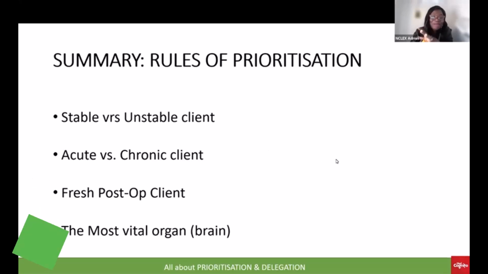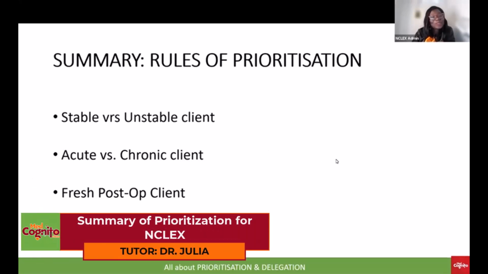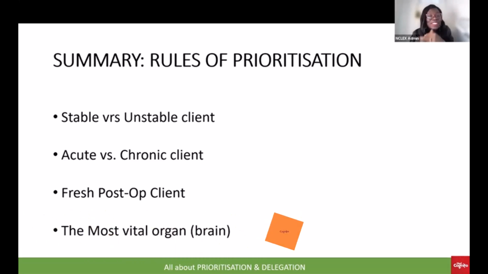Yes, so my assignment today is to make sure that you do not forget prioritization for life in your NCLEX exam and even for your practice, because that is what will make you a safe nurse. So always remember this. I'm going to prioritize the unstable client first before I see the stable client. And we went through the indicators for instability and the indicators for stability.